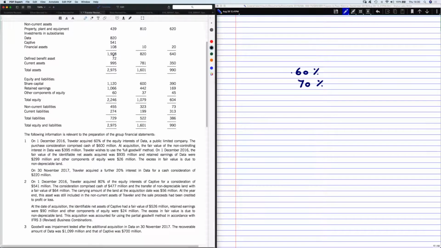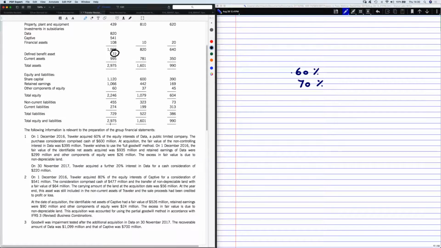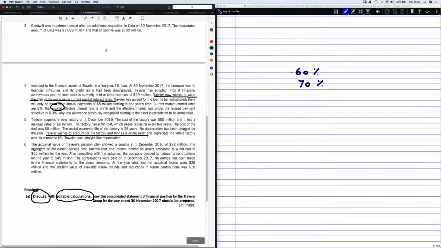There it is. There's the 72 million at the beginning of the year. The aggregate of the current service cost, interest cost and interest income on assets amounted to a net cost of 55 million. So that is effectively a charge to retained earnings. After consulting with the actuaries, the company decided to reduce its contributions for the year to 45 million. The contributions were paid on the 7th of December 2017. No entries have been made in the financial statements.